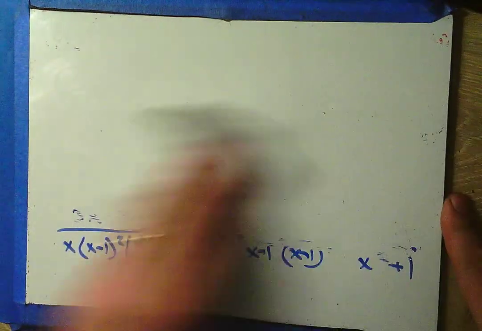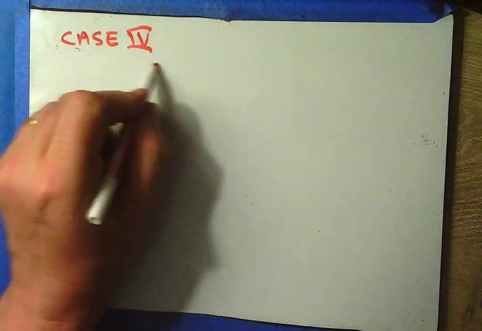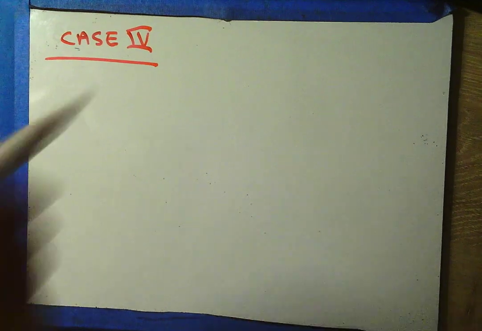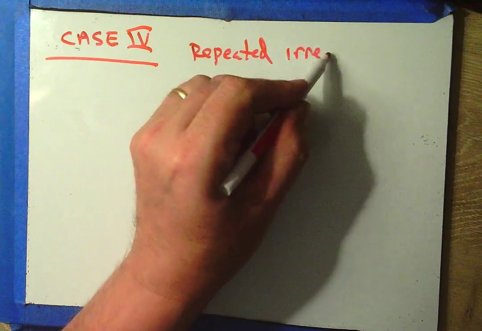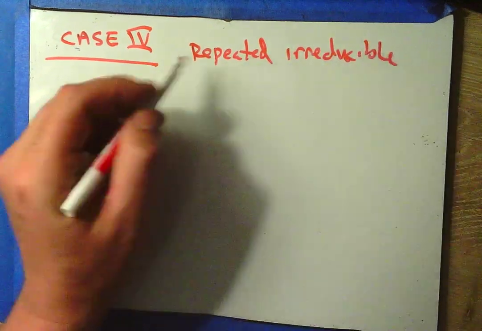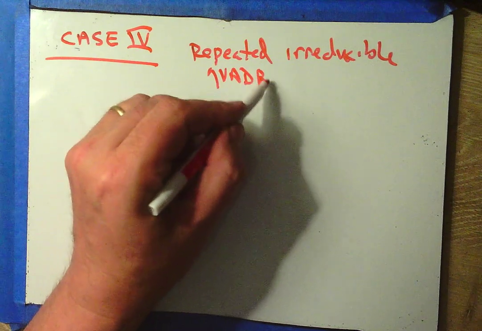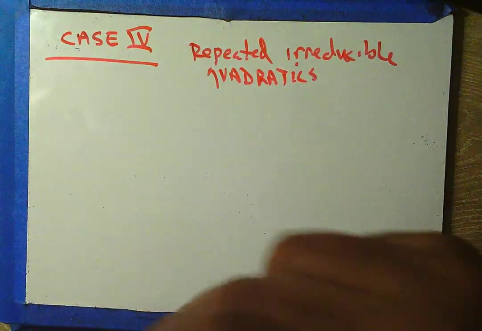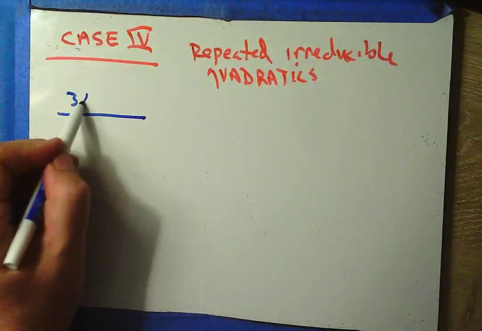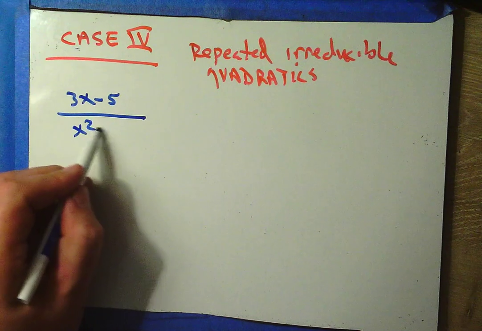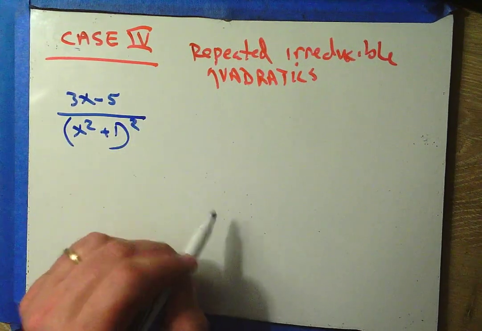All right, let's go now to case 4. I don't think we see any case 4s. I just want to introduce it to you. Case 4 is repeated irreducible quadratics. And so this is going to be the situation like 3x minus 5 over x squared plus 1 squared.